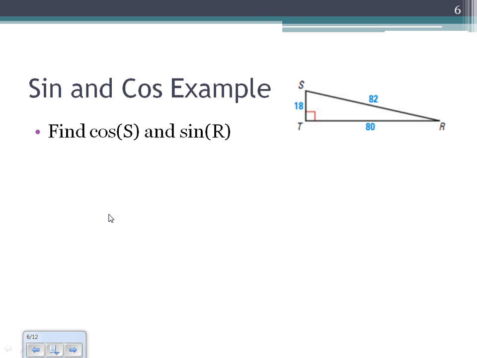All right. So some simple examples. Cosine of S, sine of R. So what should I do here? Let's do cosine of S first. I'll do cosine of S in red. Alicia? Right. Okay, so you mean SOHCAHTOA or you mean? Yeah. So SOHCAHTOA?